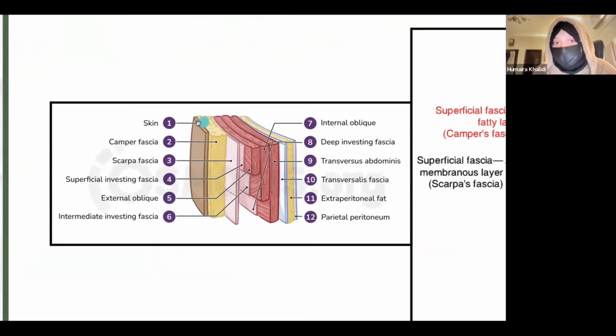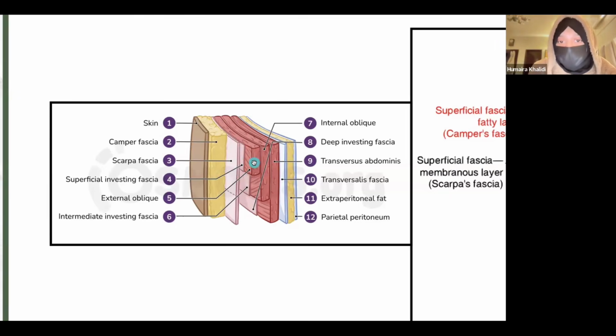Okay. So this is the skin. This is the Camper's fascia, which is the fatty superficial fascia. This is the Scarpa's fascia, which is the membranous superficial fascia. Then you don't need to know the superficial investing fascia. However, what I do need you to know is that every muscle has a fascia. Capiche? Every muscle is covered by a fascia.